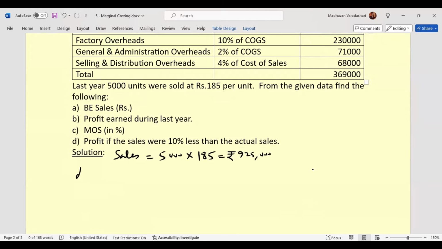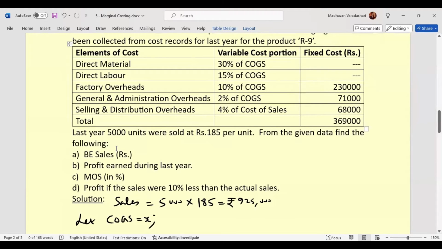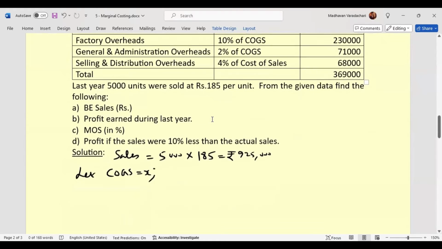So now we will assume the COGS, cost of goods sold, as X. Now what is given here? Direct material is given, direct labor is given, factory overheads is given, general administration overheads are given. If I add all these things, I will get the cost of sales. So direct materials plus direct labor plus factory overheads plus general and administration overheads. If I add all this, I will get COGS.